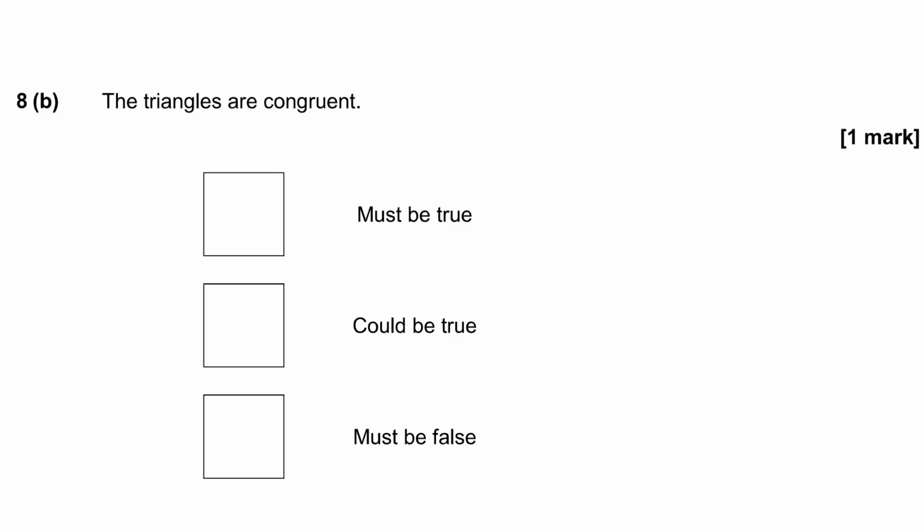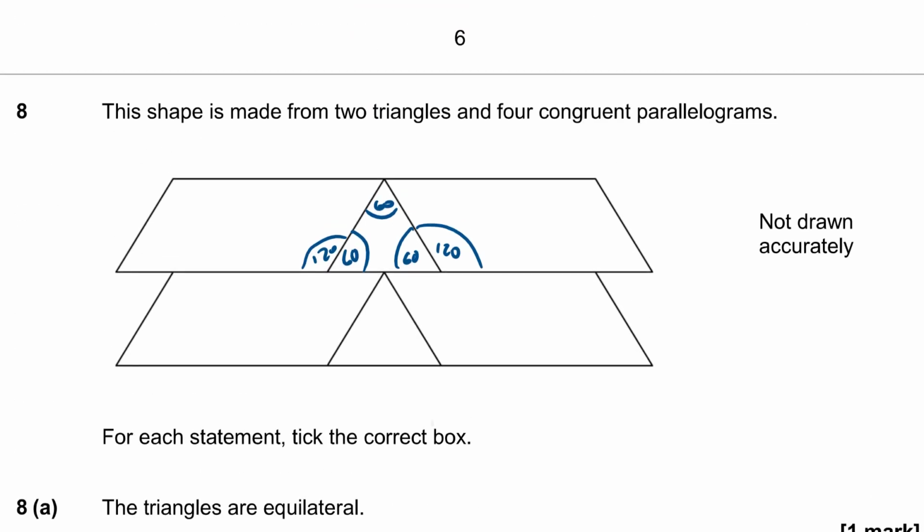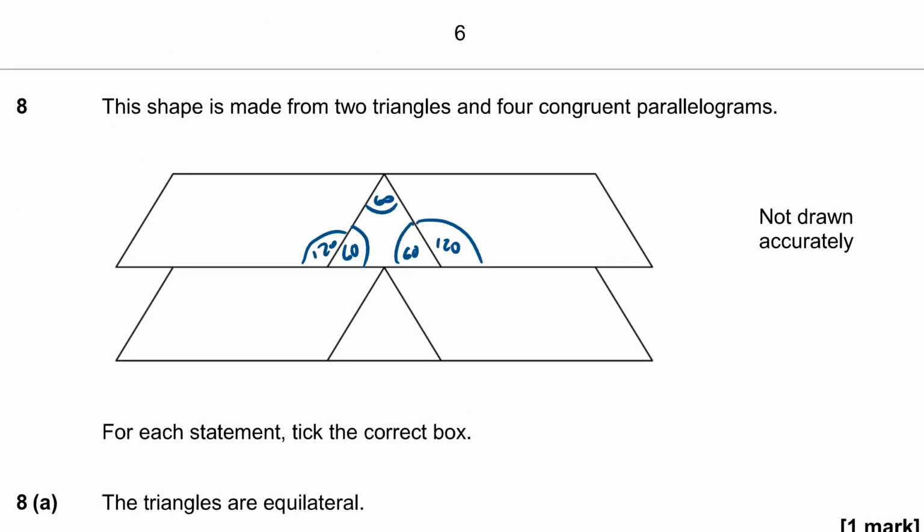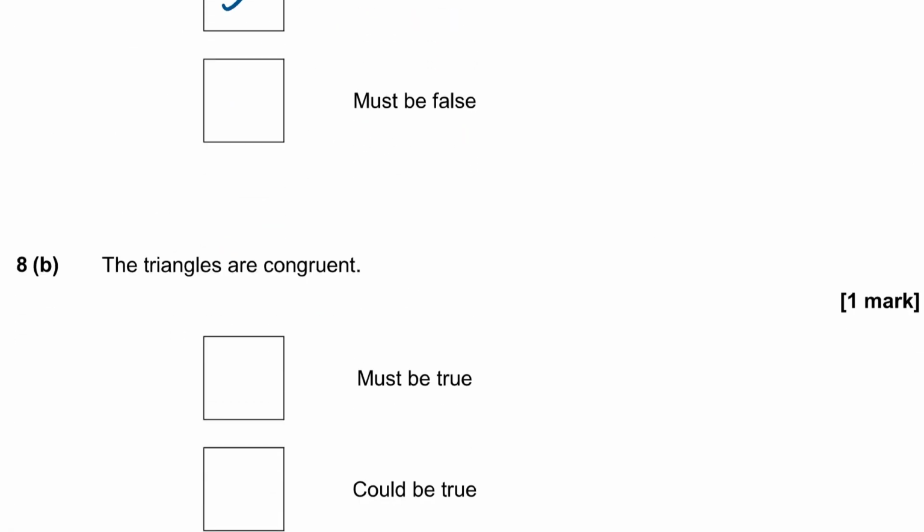Right, the triangles are congruent. Okay, well, whatever that angle happens to be, 120 or anything else, it's going to be the same on the triangle below, isn't it? So whatever this angle is here, then so is this one, and so is this one, and so is this one. So that means the angles here and here and here and here are going to be the same, in which case this one and this one are going to be the same. So yes, whatever the angles happen to be, they're going to be congruent. So I'm going to go with must be true.